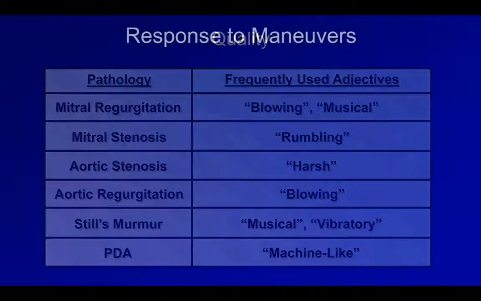The final murmur characteristic to discuss is the response of a murmur's intensity to specific simple physiologic maneuvers. There are many examples of this, most of which are either esoteric or with scant supportive evidence in the literature, but I will briefly go through the 2 which I think are the most helpful.